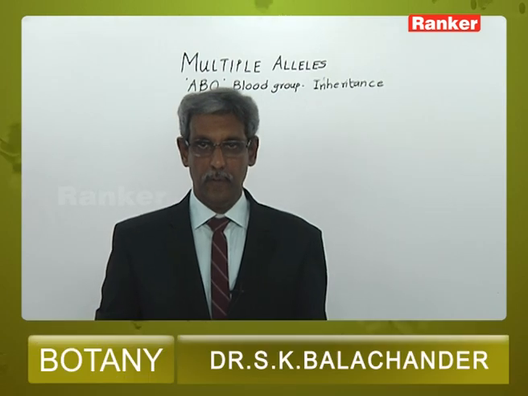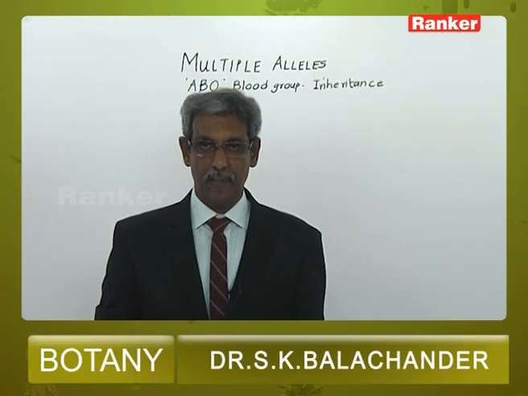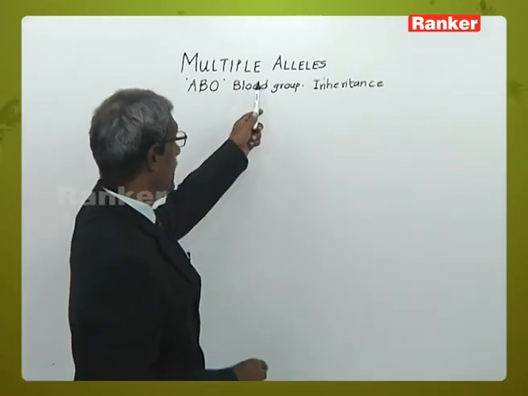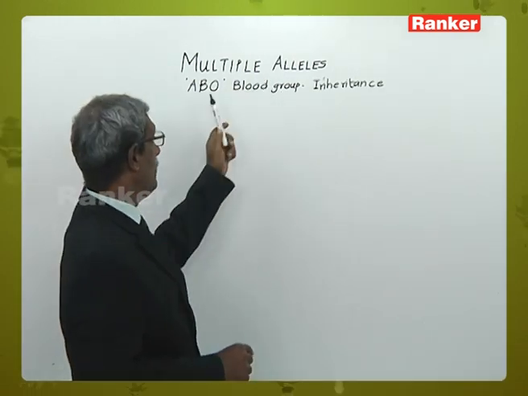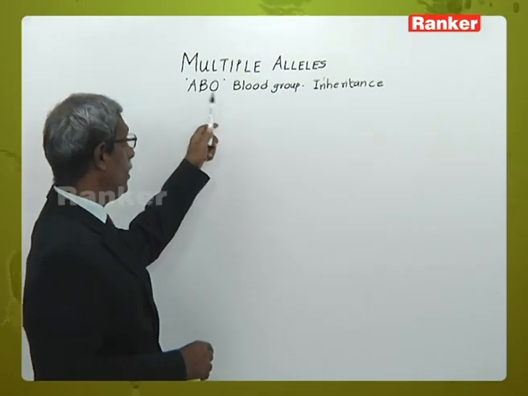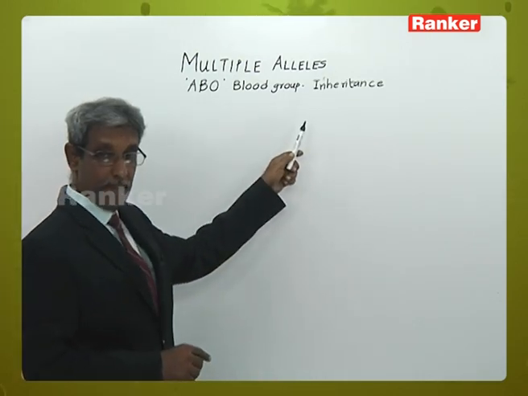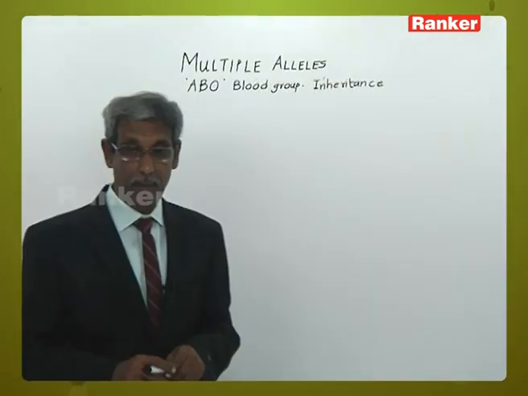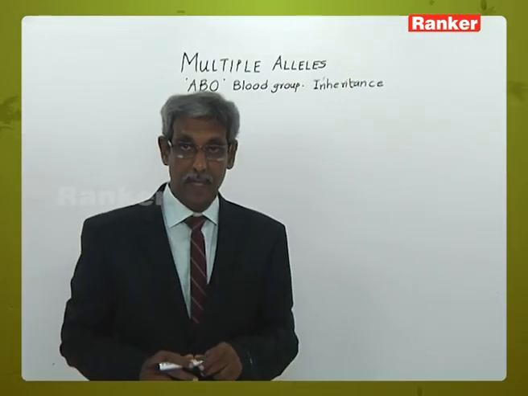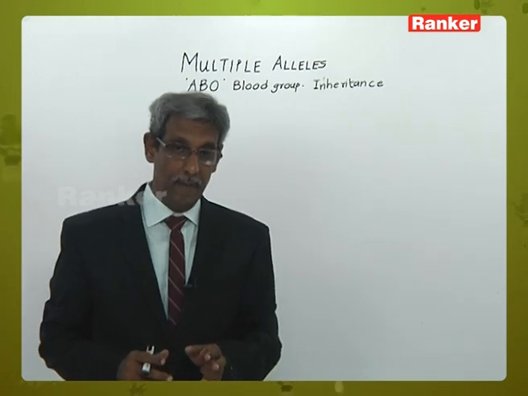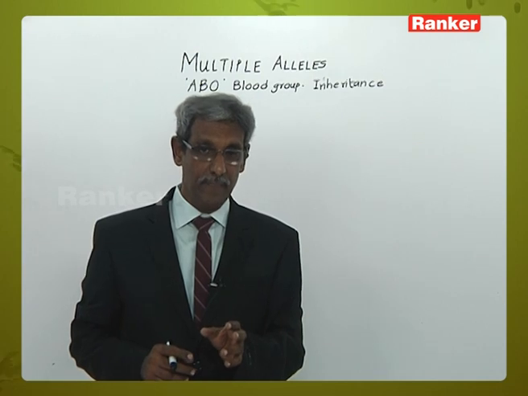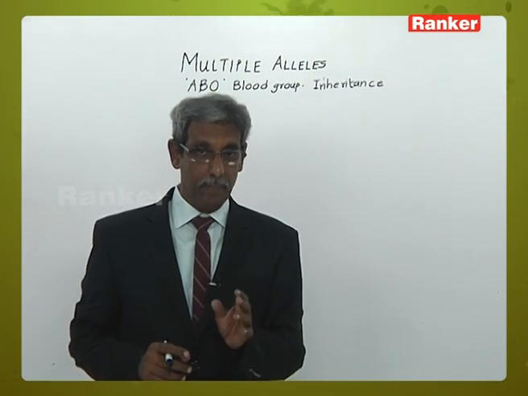Today we'll be focusing on another aspect of genetics, which is termed multiple alleles, and we'll be studying ABO blood group inheritance. The basis for the ABO blood group inheritance is that, in human beings, blood is primarily made up of antigens and also the blood plasma.